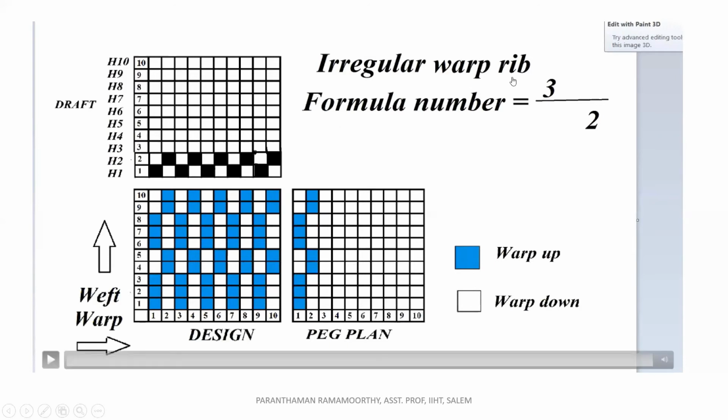In the warp rib fabrics, see here, the rib lines show in the horizontal direction. Mostly the rib lines are more visible in the horizontal direction.